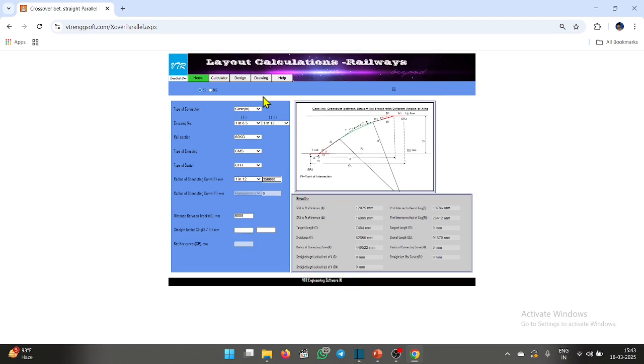Okay, no straight in between. Okay, that's okay. Now we got it. So now we got the result. The radius of the connecting curve we are providing is 350 meters, and of course the overall length we got is some 88 meters. Okay, this is only one. This is the way you have to calculate using this application.